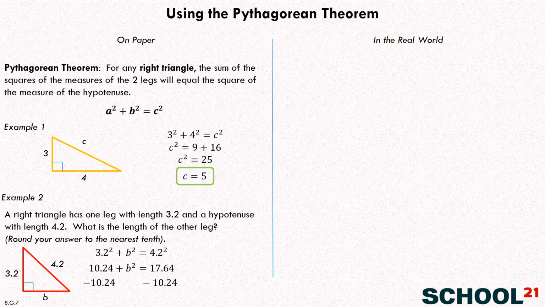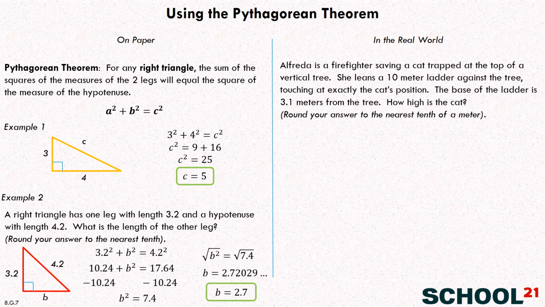Now we'll subtract 10.24 from both sides to get b squared by itself. So now we have b squared equals 7.4. When we use our calculator to take the square root of both sides, we find that b equals 2.72029, and the decimal keeps going. But the problem asked us to round to the nearest tenth, so we know that b equals 2.7, and that's our answer. Okay, so super useful for math problems.